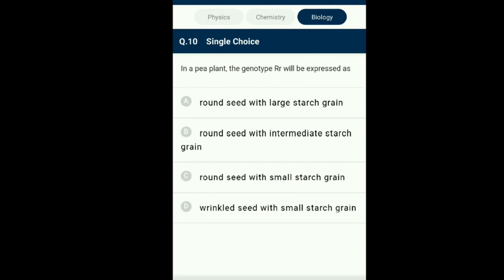If starch grain size is considered, capital B shows incomplete dominance, but if seed shape is considered, capital B allele is dominant and small b is recessive. So the answer for this question is option B, round seed with intermediate starch grain.